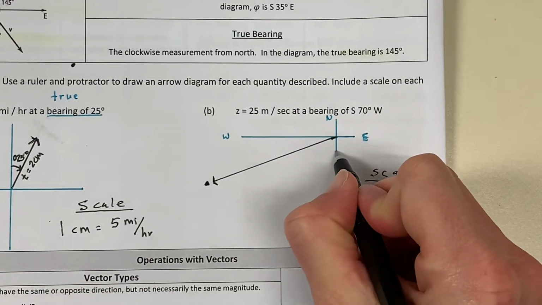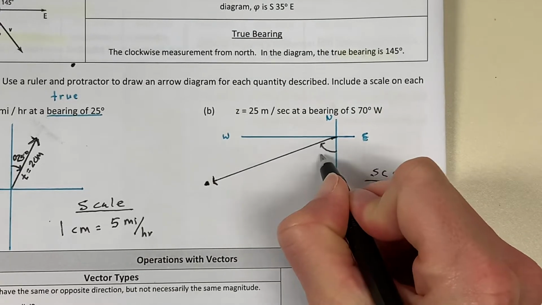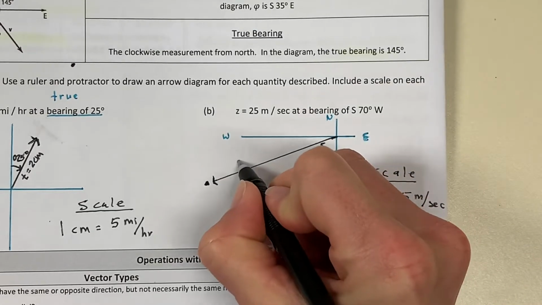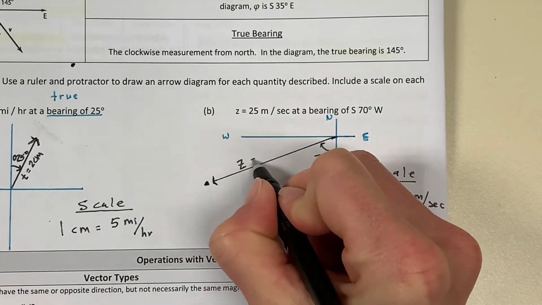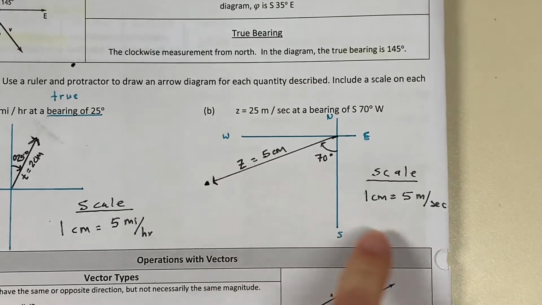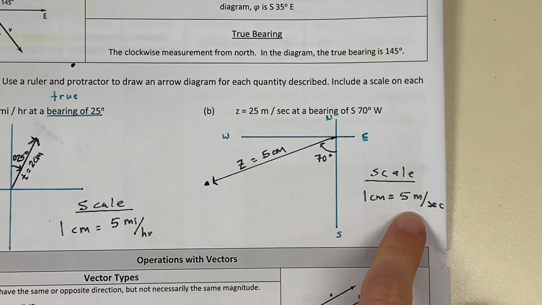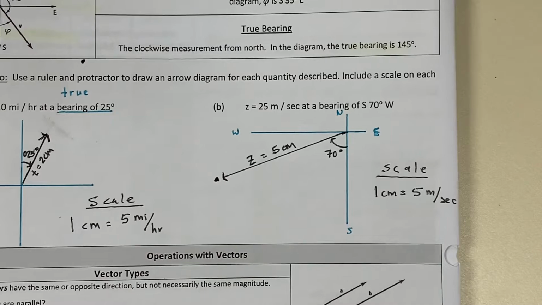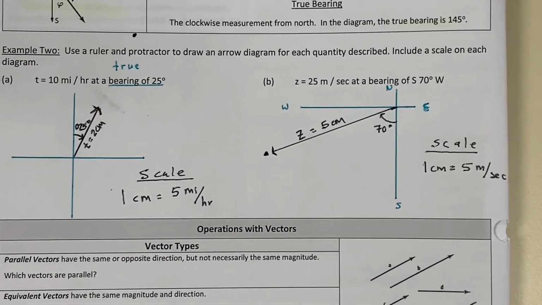I know from the south to the west, this is 70 degrees. This is vector z, and vector z is 5 centimeters. So if I take 5 centimeters, and each is 5 meters per second, 5 times 5 would make that 25. Very good.